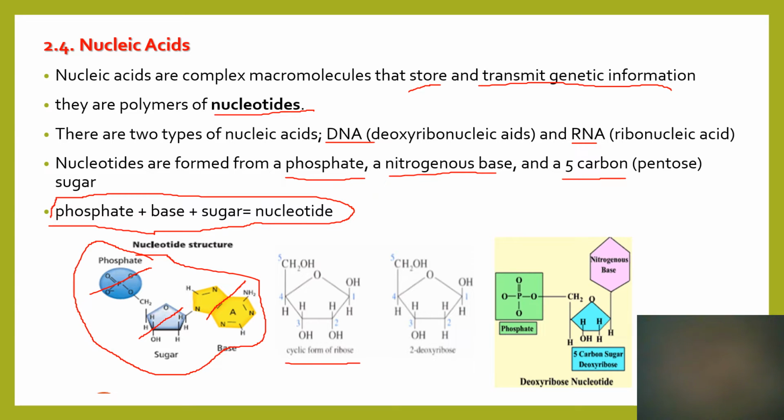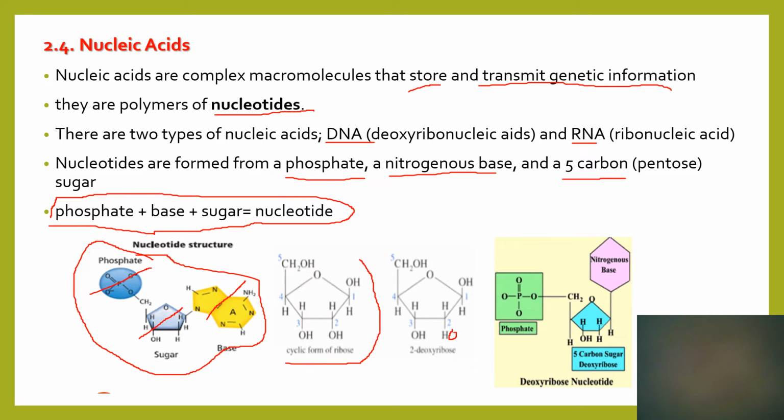This is the structure of the cyclic form of ribose sugar. Ribose sugar is a 5-carbon sugar and has such a cyclic form. The difference between ribose and deoxyribose is the number of OH groups on carbon number 2. Here, 2-deoxyribose means one oxygen is lost from carbon number 2. Therefore, the difference between ribose and deoxyribose is the oxygen which is lost from carbon number 2.